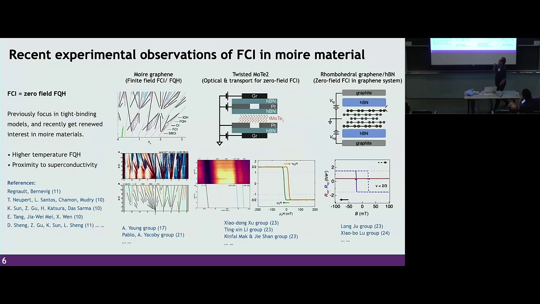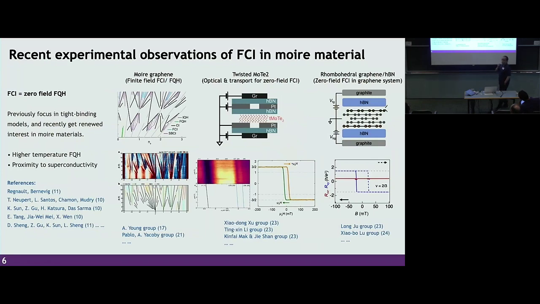As Xiaodong mentioned, it's a surprise that in TMD we have observed fractional Chern insulators, which had not been observed experimentally before. A fractional Chern insulator by definition is a zero-field version of the fractional quantum Hall effect. This concept was proposed more than 10 years ago, and the previous studies mostly focused on tight-binding models. But recently, the fractional Chern insulator has received renewed interest in Moiré materials. Because of the different energetics, fractional Chern insulators can also realize a high temperature version of fractional quantum Hall.